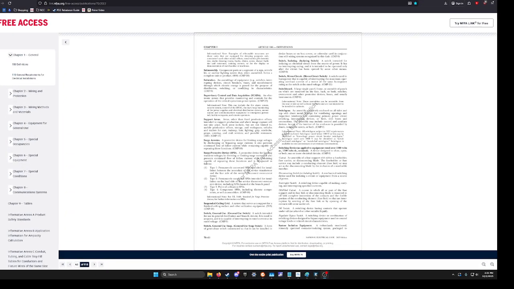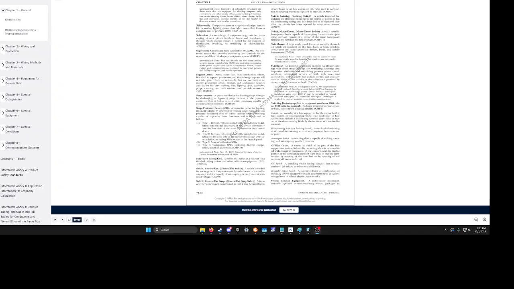Surge protection device. Protective device for limiting transient voltages by diverting or limiting surge current. It also prevents continued flow of follow current while remaining capable of repeating these functions, and is designated as follows. 1. Permanently connected SPD intended for installation between the secondary of the service transformer. I'm just going to skip reading all this because this is already almost 45 minutes. But you get the point, it's basically there to interrupt overcurrent, kind of. Like I said, we'll have our books for the test.